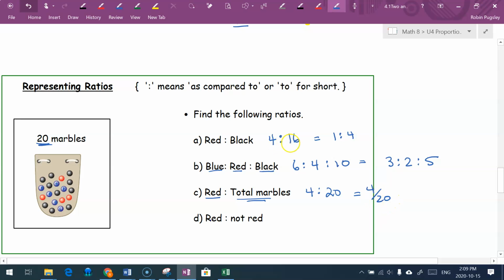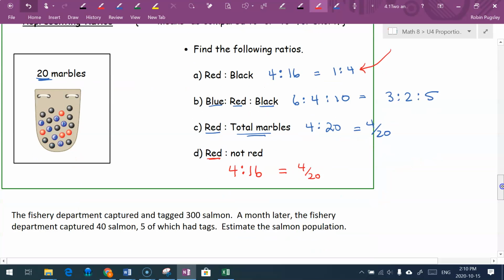So if you wanted to make this one into a fraction, right, you would have to combine the terms, right? For example, let's take a look at this last one to show you what I mean. Red represents 4. Not red represents the others, which is 16. So therefore, 4 out of, if I added them together, I would have the total, right? 4 out of the 20 are red, just like we got in the last question. So you can see how those ratios are equivalent, right? Because it's a part to part, and I've changed it to a part to whole ratio.